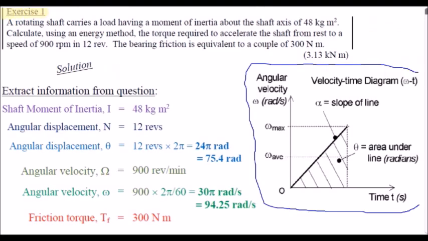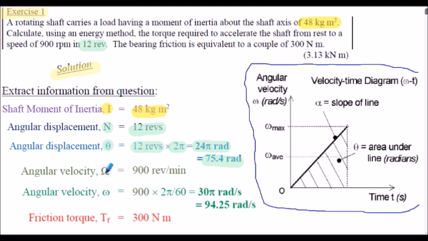So exercise 1, solution. Extracting the information from the question, we know that the shaft moment of inertia I is 48 kilogram meter squared. The angular displacement, capital N here, in accelerating the shaft is 12 revolutions. I converted the N revs into theta radians here, so 12 revs multiplied by 2 pi, that's 24 pi radians, or 75.4 radians in decimal. Note that the 24 pi radians is the exact figure to use.